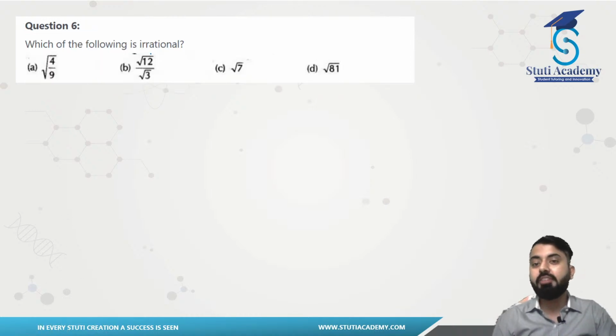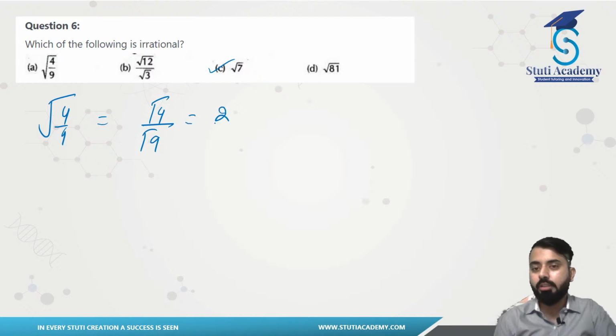Which of the following is an irrational? You guys will be telling me this. So I hope you guys have found that one out. According to me, it should be C. Now let's just verify this one. I have square root 4 by 9. If I just substitute square root 4 over square root 9, this will be what? 2 by 3, which is rational, so wrong.